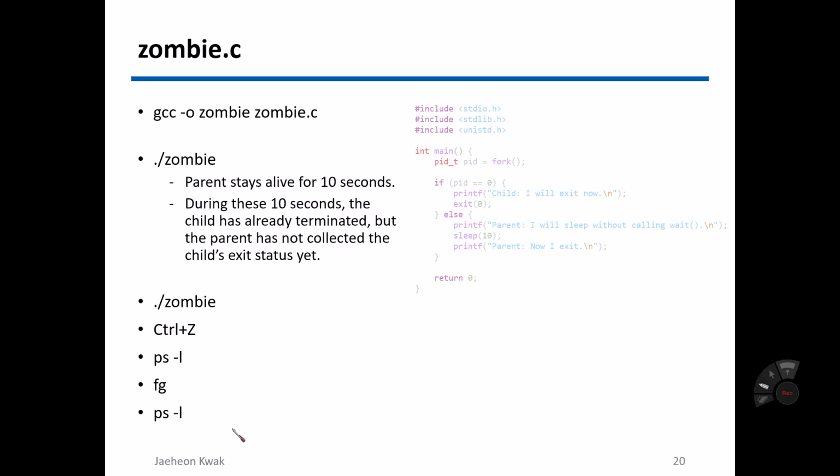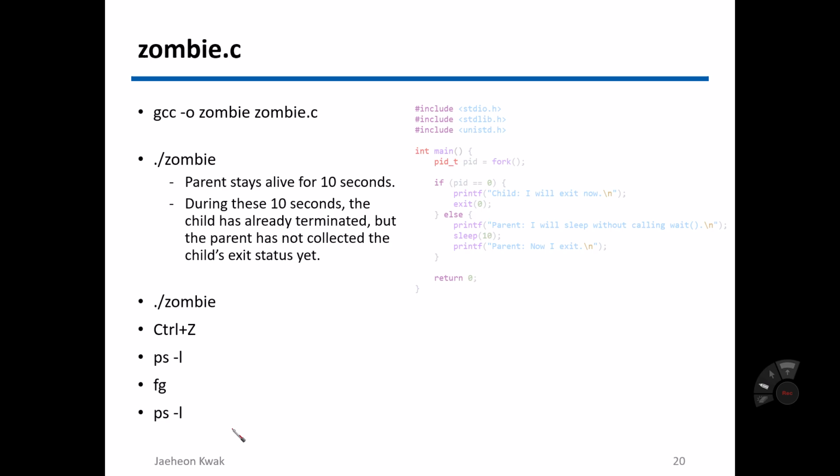However, by pausing the process, we can check the zombie process. After running this program, let's press Ctrl Z. Then the two processes will be stopped, and by typing PS, we can see these two processes exist in this terminal. And by typing PS -L, we can see the PID and PPID of the two processes.